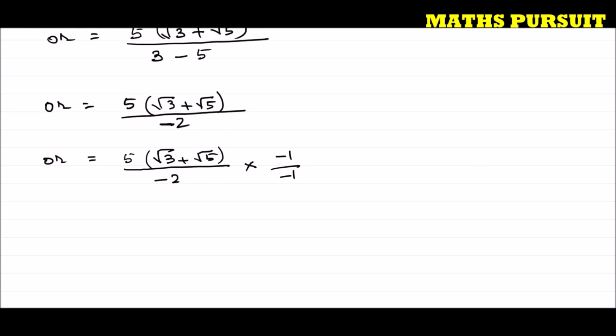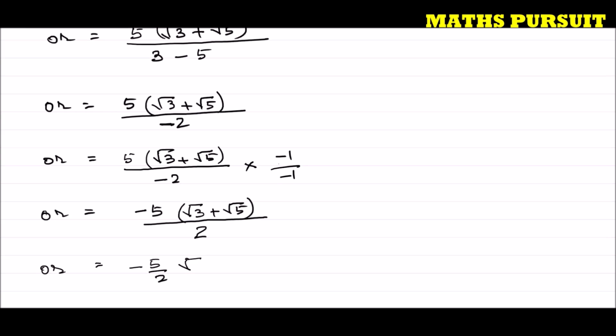Now I can write this as 5 into root 3 plus root 5 into minus 1, which is minus 5 into root 3 plus root 5, upon, as I told you, minus 2 into minus 1 is 2. Or in a simple way, I can write this as minus 5 upon 2 into root 3 plus root 5. Guys, this is our answer. Hope guys you understood this. This is very simple and very straightforward.